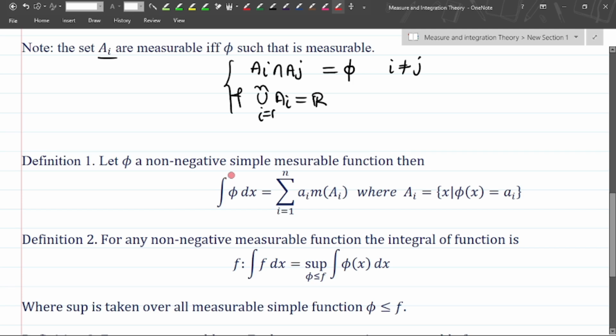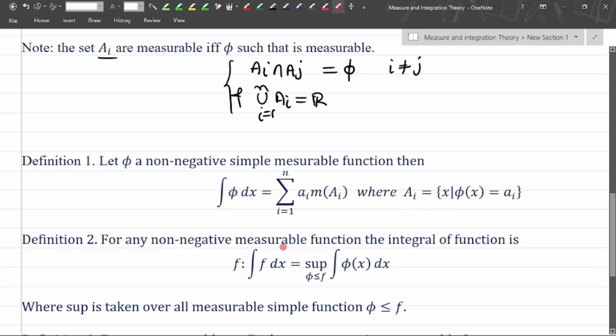It means it contains a finite number of elements in its range. Then the integration of phi is what? The summation i equals 1 to n of a_i times the measure of A_i, where A_i is what? The elements, the x for which the set, the set in which the elements are from the range.